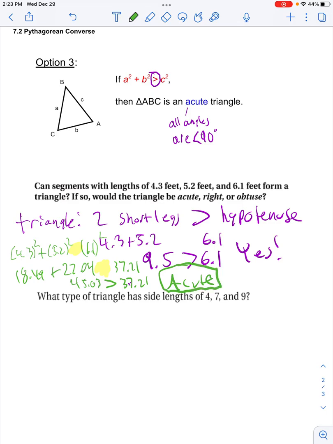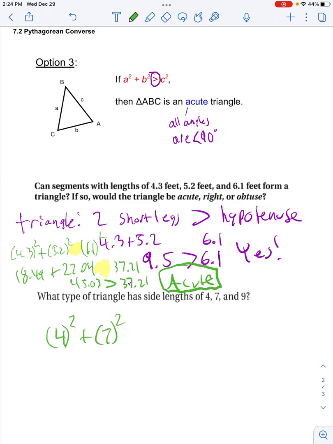So there were two steps. First step was I had to determine if I had a triangle. And then once I've determined that, I can then determine if it's acute, right, or obtuse. So I know this one because 4 plus 7 is 11. 11 is bigger than 9. So yes, I have a triangle.